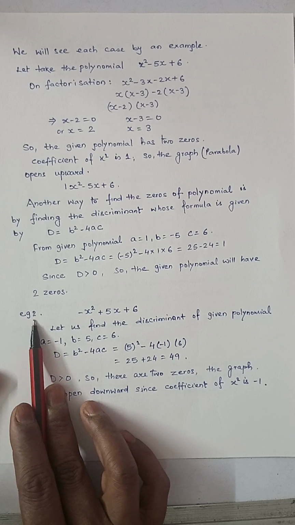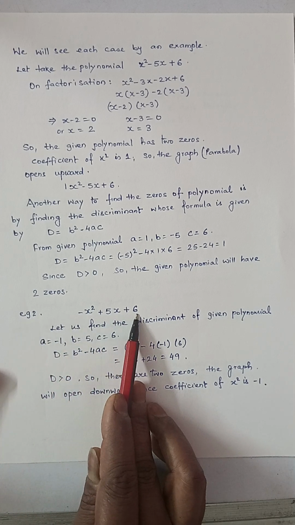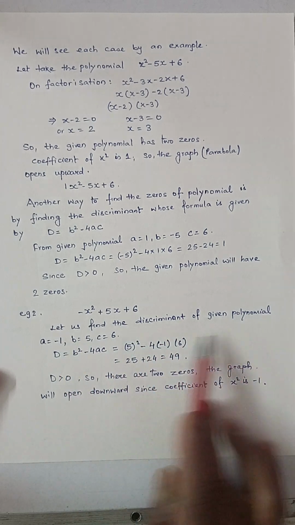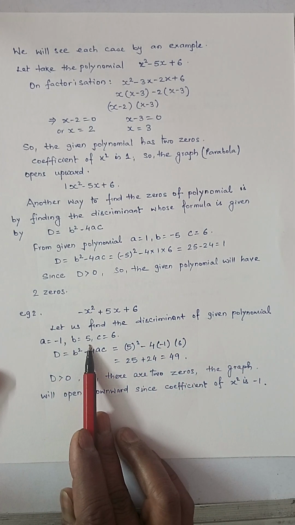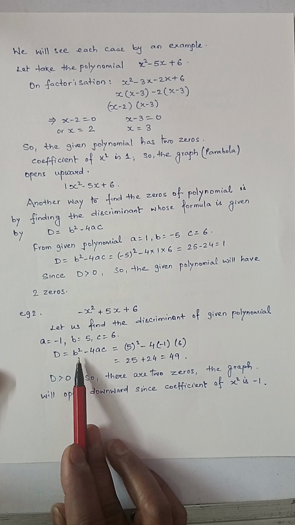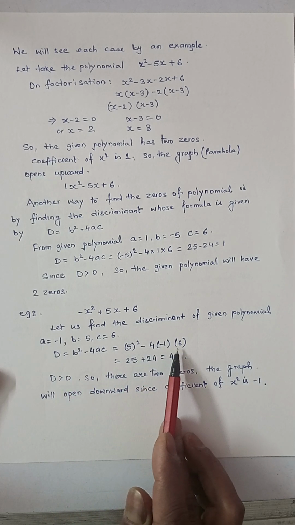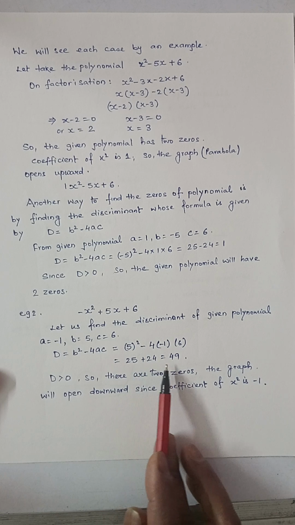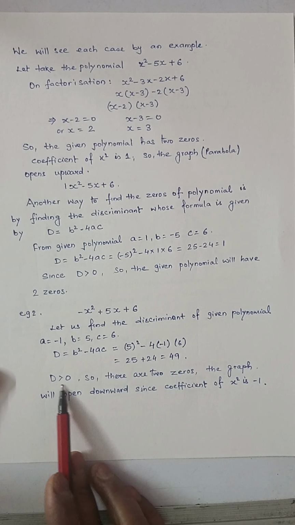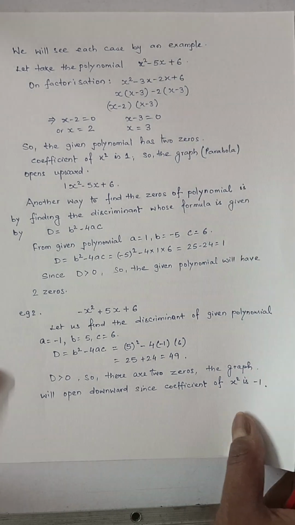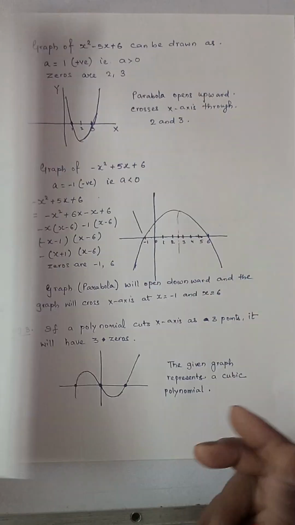Go for example 2, minus x square plus 5x plus 6. Here we can say that a equals minus 1, that is a less than 0, so the graph will open downward. Let us find the discriminant of the given polynomial. a equals minus 1, b equals 5 and c equals 6. D equals b square minus 4ac, that is 5 square minus 4 into minus 1 into 6, or 25 plus 24 equals 49. Since D is greater than 0, there are two zeros and the graph will open downward since the coefficient of x square is minus 1.